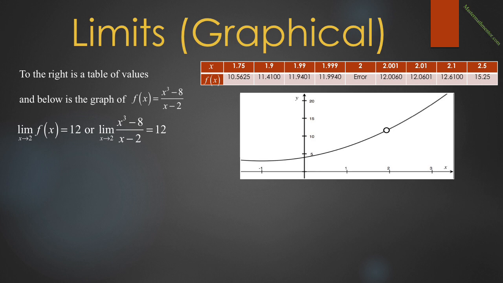The notation we use to express this is shown on the screen. We say the limit of f of x as x approaches 2 equals 12, or the limit of x cubed minus 8 divided by x minus 2 as x approaches 2 equals 12.